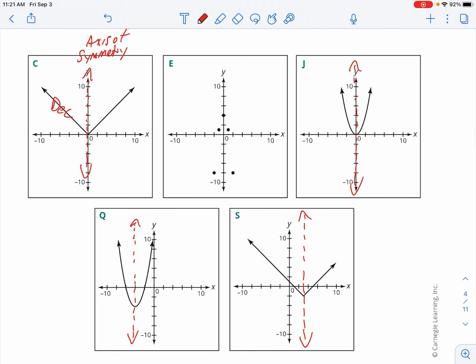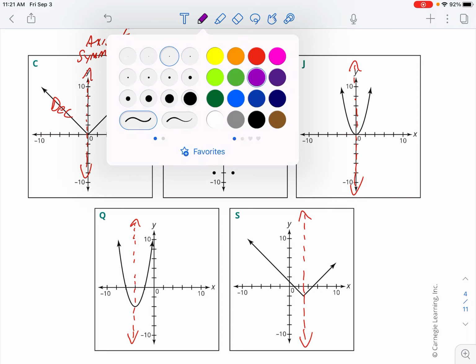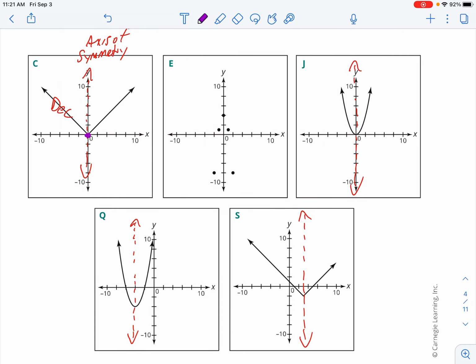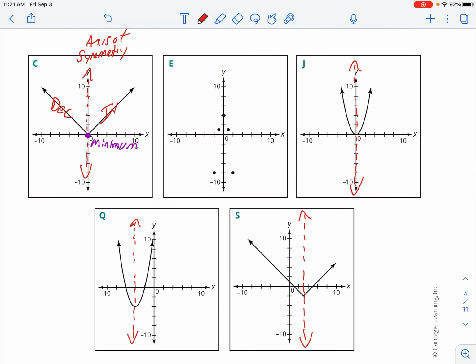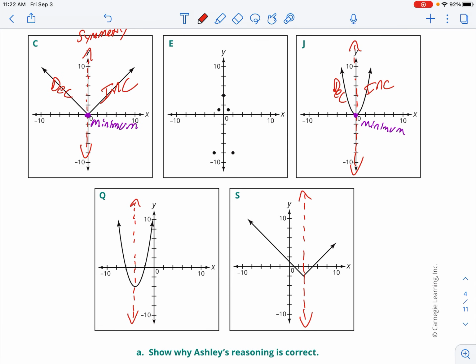On this first one, our eyes are going down. And then where they turn, right here, that is what we call our minimum. We've seen that already. And then our eyes are going back up. I'll come back to E. Letter J, same thing. Our eyes are going down. We are decreasing. Right here we return. We have another minimum. And then our eyes are going back up, increasing.